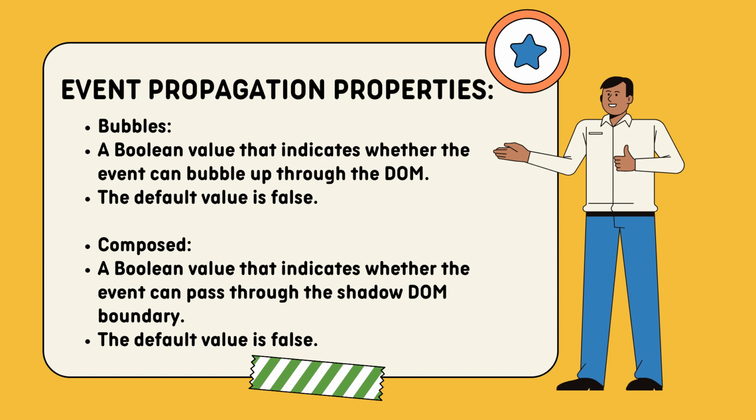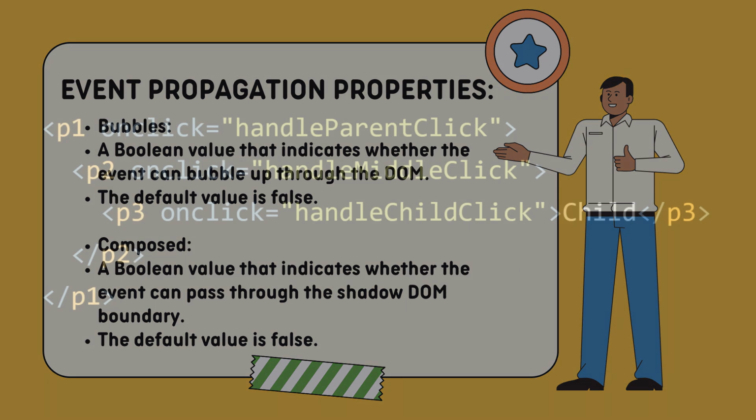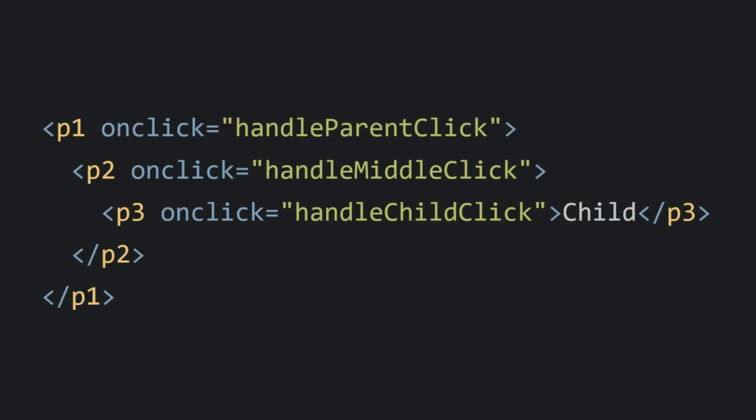To simplify the explanation, event bubbling means the event flows from the bottom, which is the child element, to the top, which is the parent element. If you observe this image, if an action occurs on P3, the child element, the event will bubble up and the parent elements P2 and P1 can also react to it.